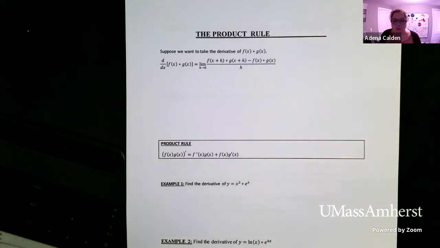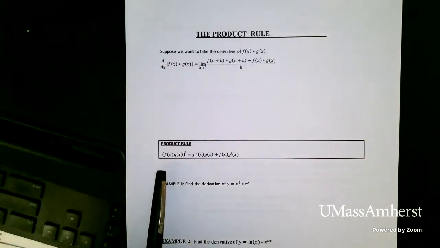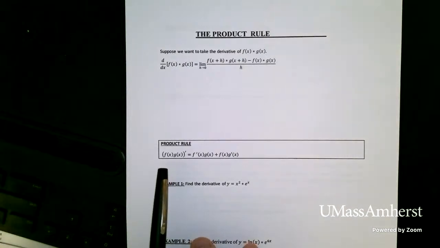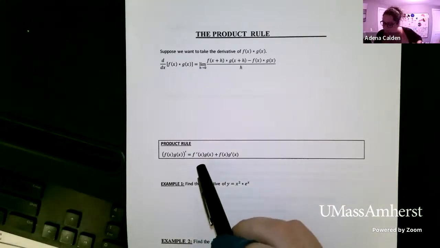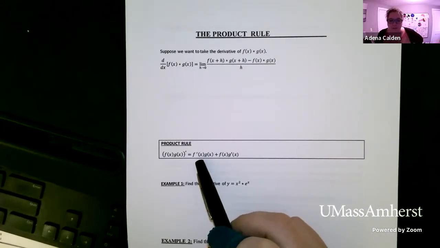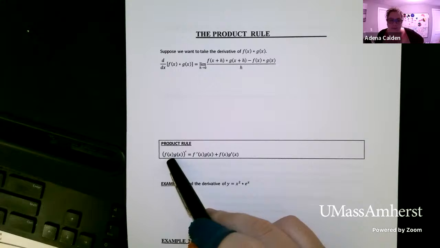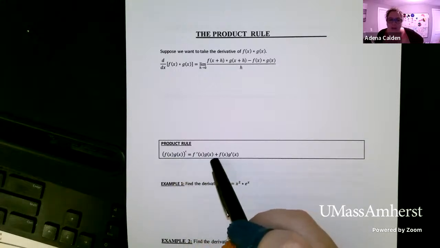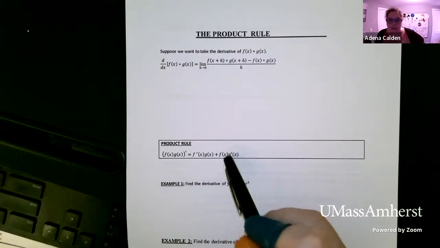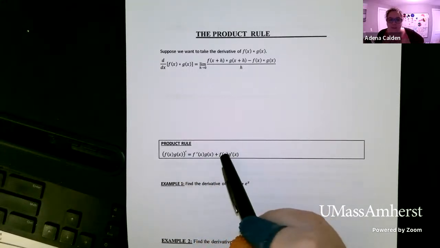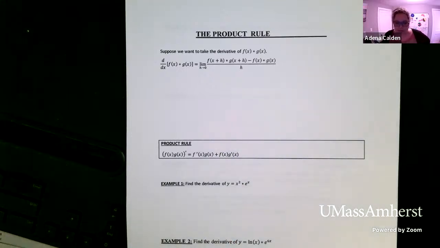What does the product rule formula look like? If you have f of x times g of x, so 2 distinct functions multiplied together, and you want to take the derivative of that product, this rule says it's the derivative of f times g, so the derivative of the first term times the second, plus f of x times g prime of x. This has the derivative of the second term times the original of the first.